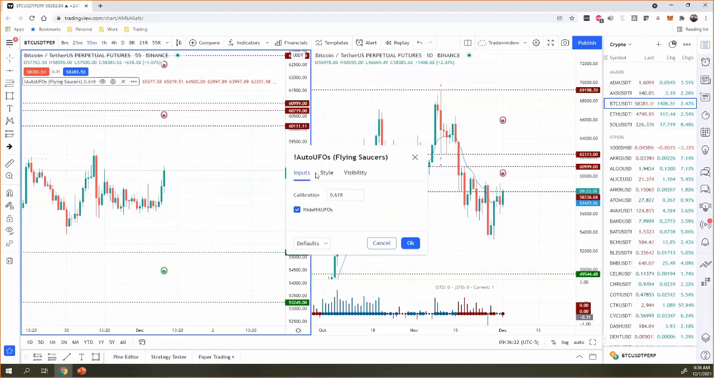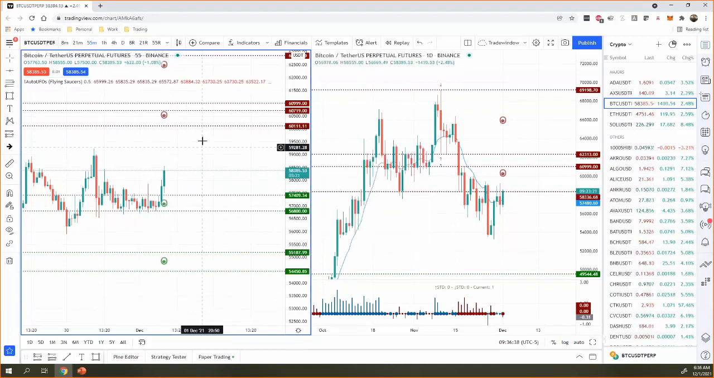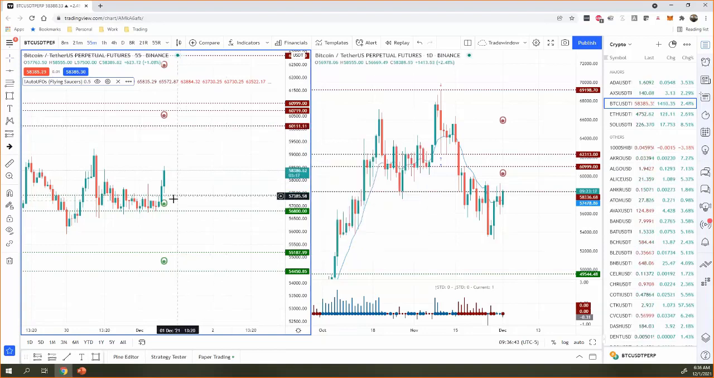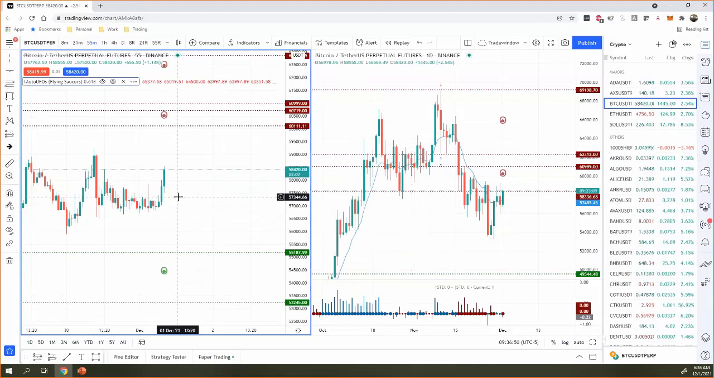These auto UFOs also have a calibration setting, meaning you can calibrate them to give you more sensitive information, or a little bit less, more filtered information. The default would be 0.5, and as you see, there's a UFO there. Now if I change it to 0.618, that UFO disappears.